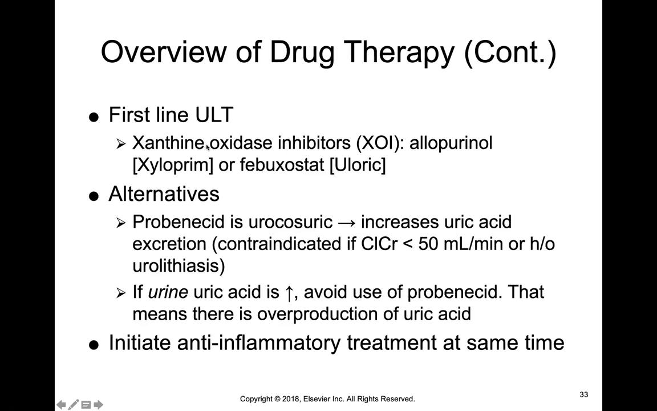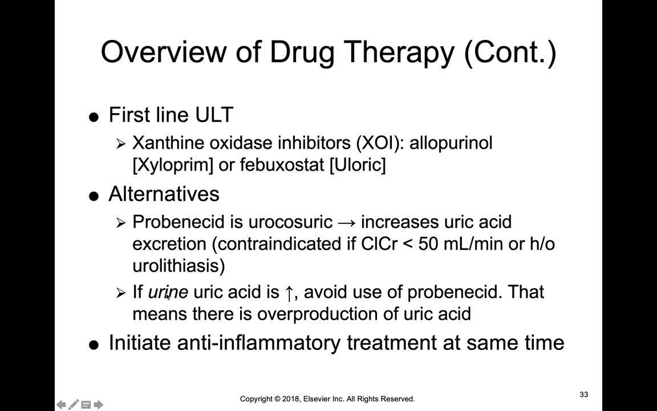But really, the first line ULT is the xanthine oxidase inhibitors. Allopurinol was the first of its class in that one, and then febuxostat was a more recent addition. And then there are some alternatives. Probenecid is what we call uricosuric, meaning it does increase the amount of uric acid in the urine. But it is contraindicated if your creatinine clearance is less than 50, or if you've had a history of kidney stones.